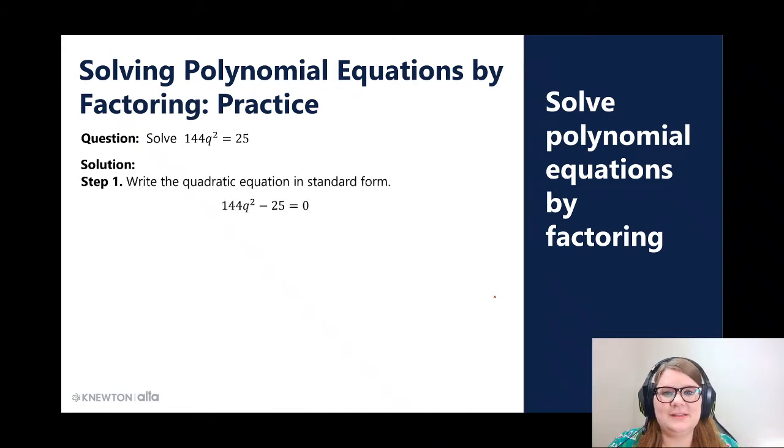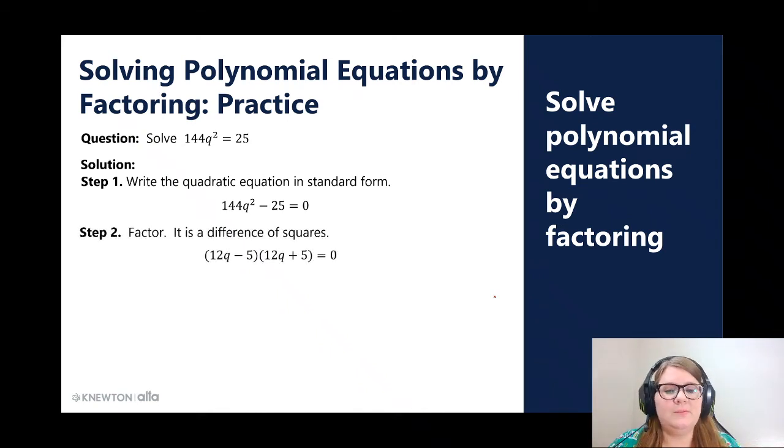Now I can factor this. And when I look at this, I realize that it is in a difference of squares format. 144q squared is a perfect square. It's 12q squared. And 25 is 5 squared. So I can rewrite this as 12q minus 5 times 12q plus 5.